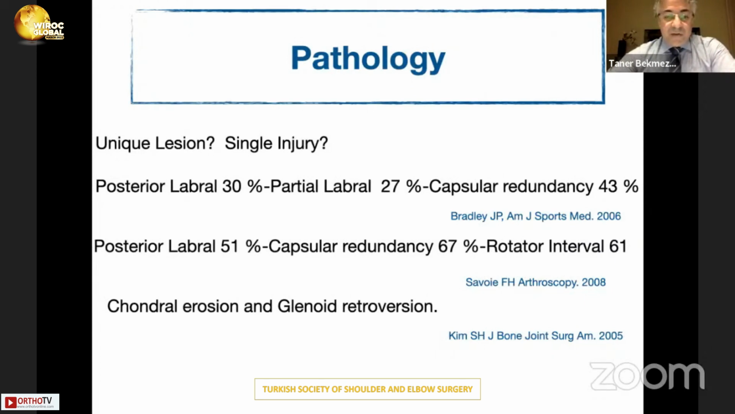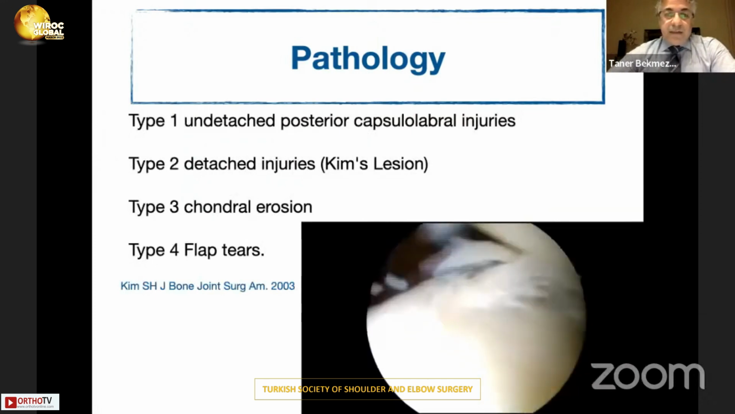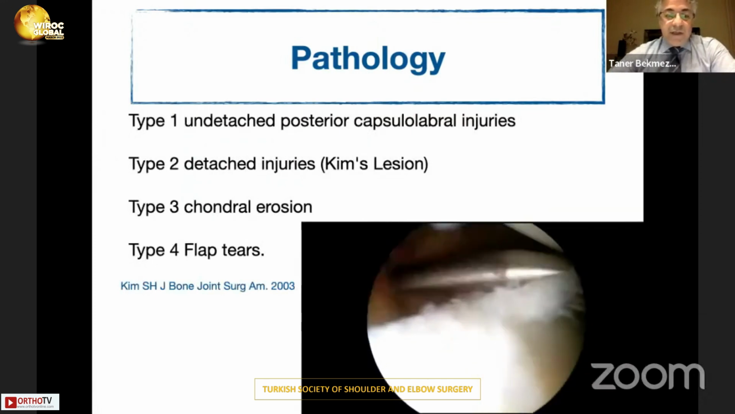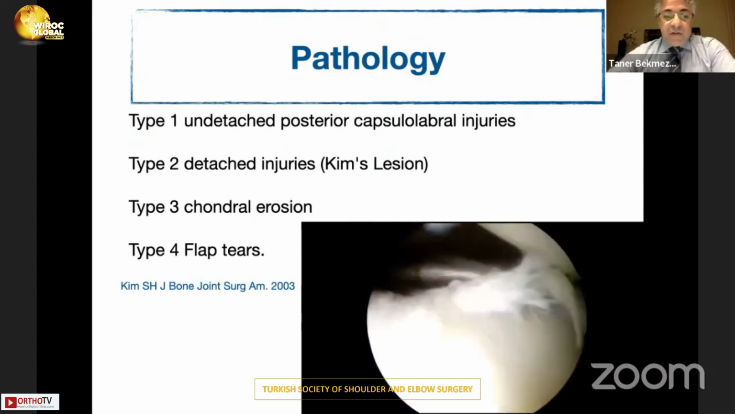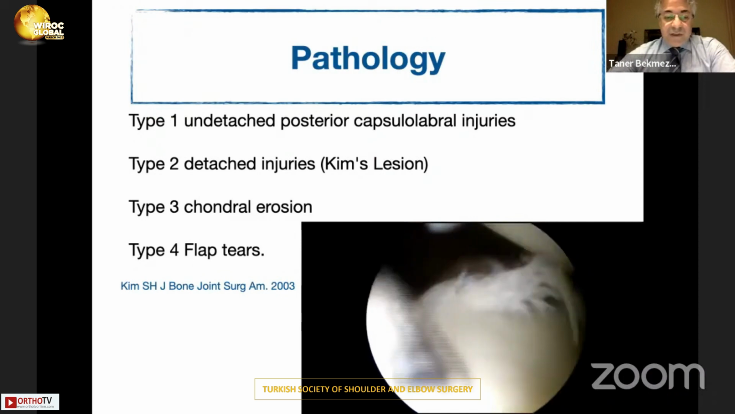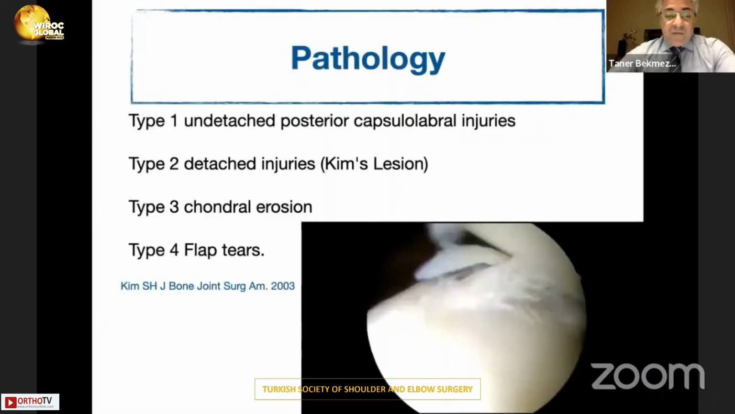Unfortunately, there are several pathologies described: labral injuries, capsular bulging, rotator interval injuries, and even chondral erosions and glenoid retroversion may contribute to the pathology. There is not a unique or single injury. Let's look at the classification described by Kim et al. It is used for isolated posterior capsulolabral injuries. According to this classification, type 1 indicates undetached, type 2 detached lesions, type 3 is with chondral erosions, and type 4 is flap tears.